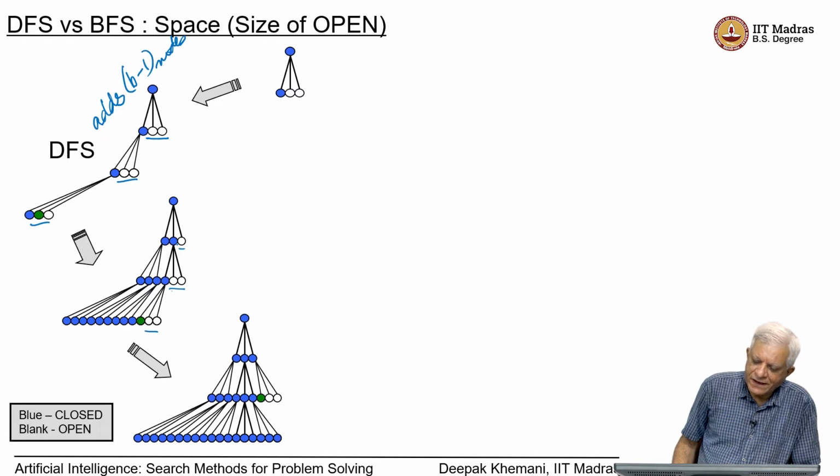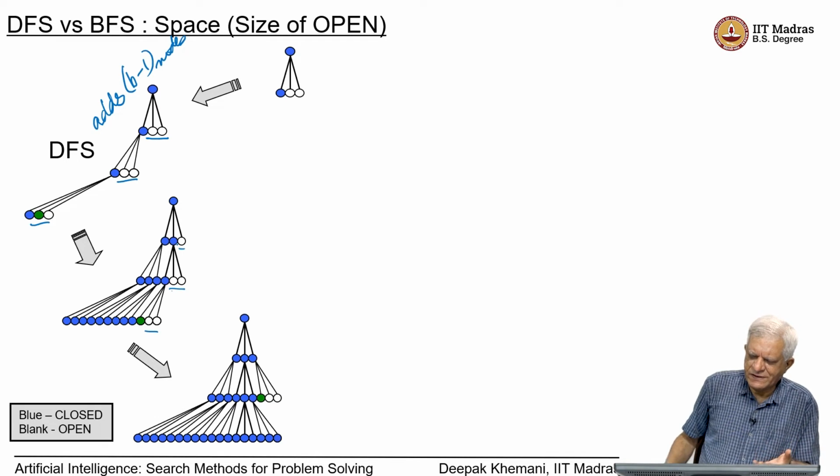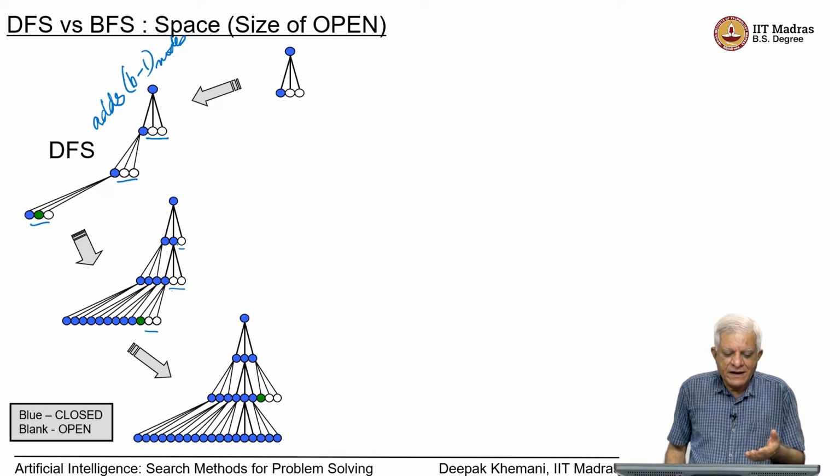We see that the size of open for depth first search grows linearly with depth. Why linearly? Because at every level, as it goes deeper into the search space, it adds a fixed number of nodes, which is B minus 1 number of nodes, and therefore, the size of open grows linearly.